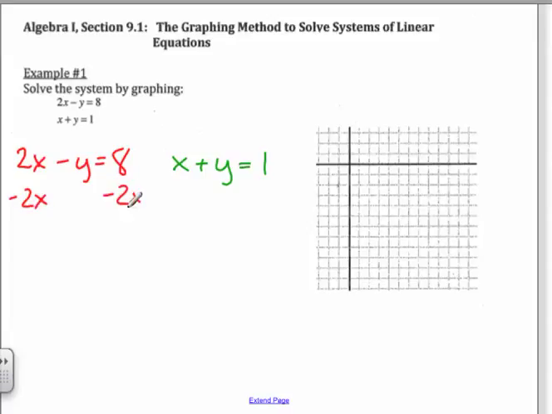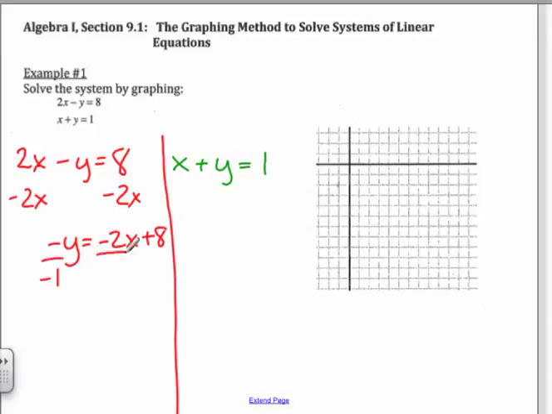So I'm going to subtract 2x from both sides. I'm going to get negative y equals negative 2x plus 8. Then I'm going to divide everything by negative 1. And I'm going to get y is equal to 2 over 1 x minus 8. So when I graph that, I'm going to go down 8. So 1, 2, 3, 4, 5, 6, 7, 8. I'm going to put my dot right there. Then I'm going to go up 2 and over 1, up 2 and over 1, up 2 and over 1.